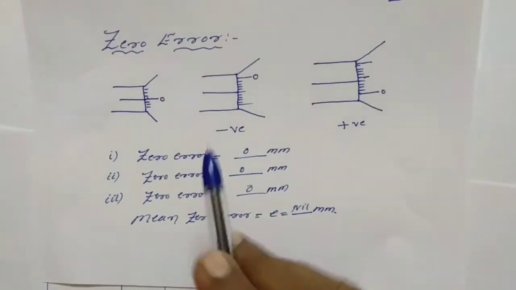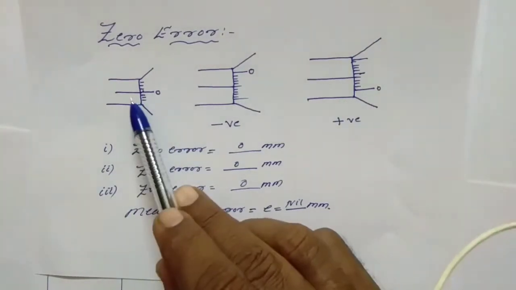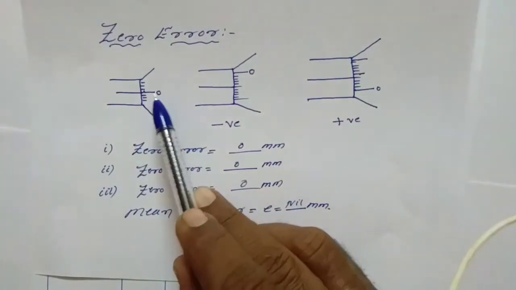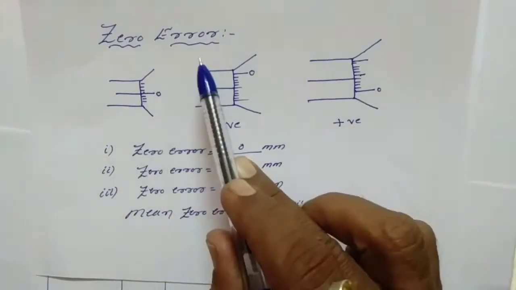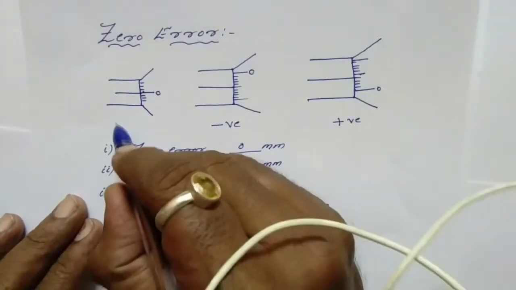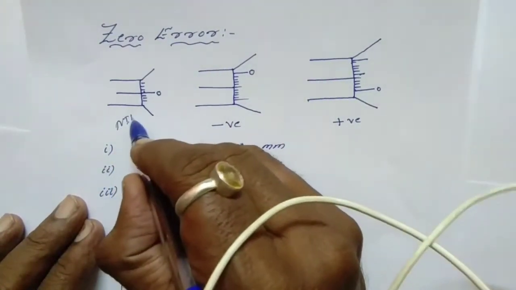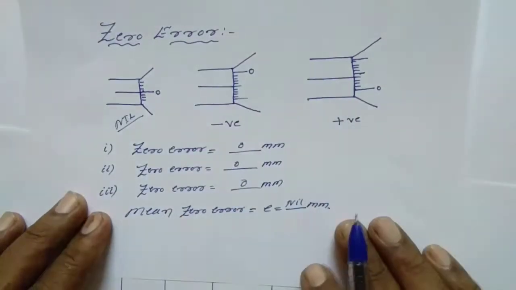If the 0 of the main scale, this is the pitch scale here, and this is the circular scale here, both are coincided, then there is no zero error. Zero error is nil. There is nothing in it.